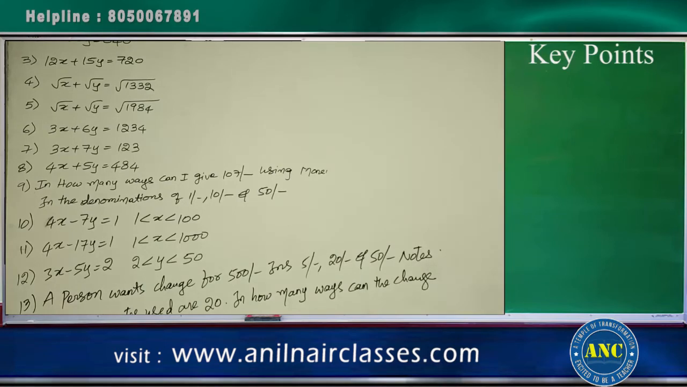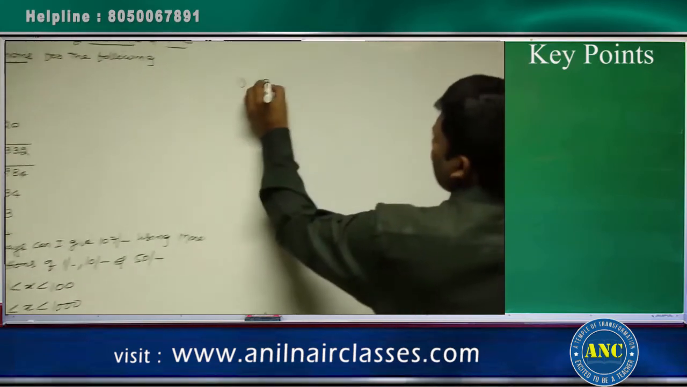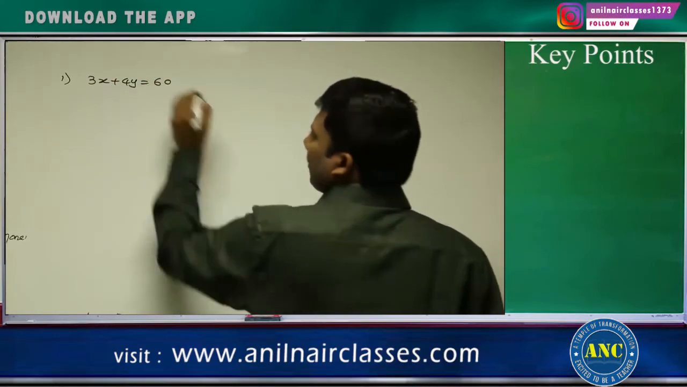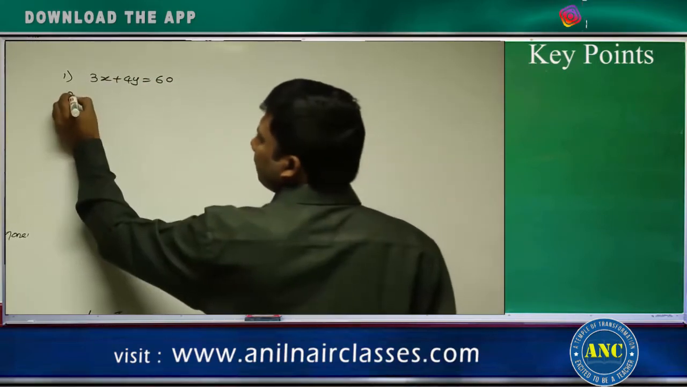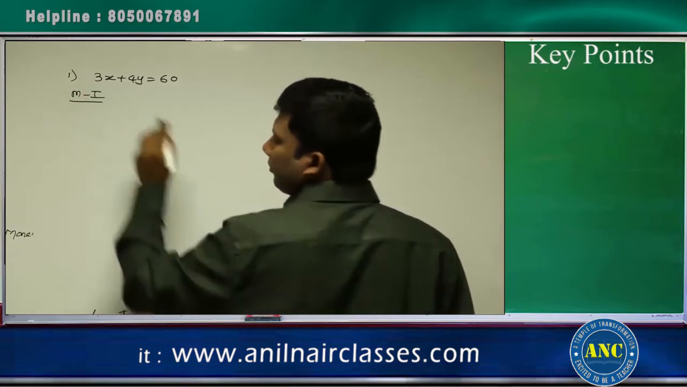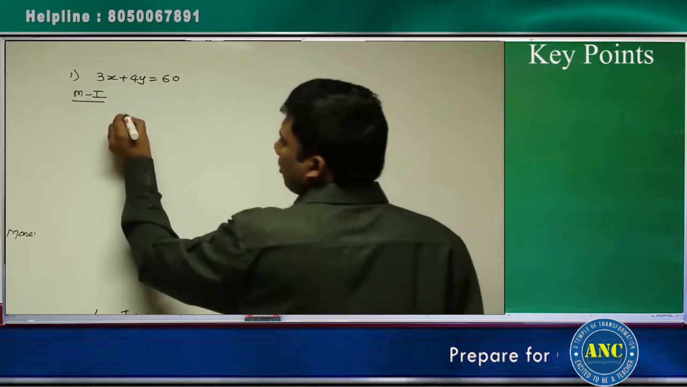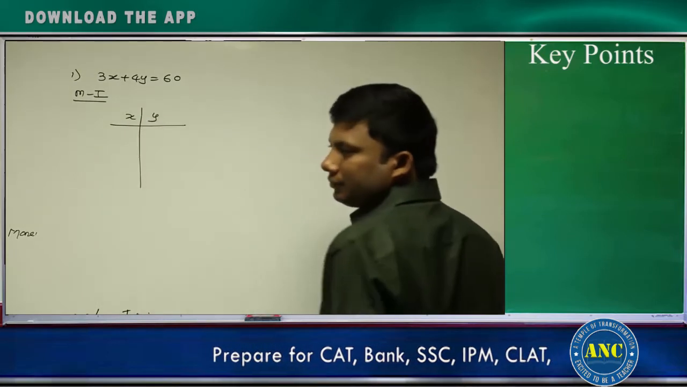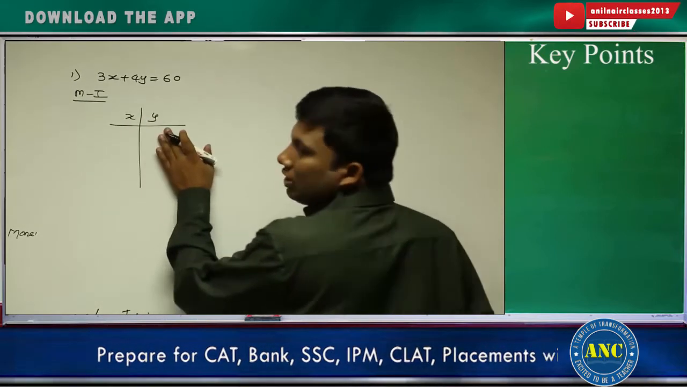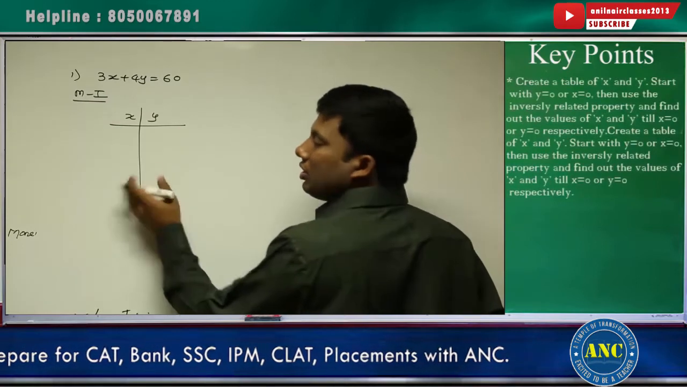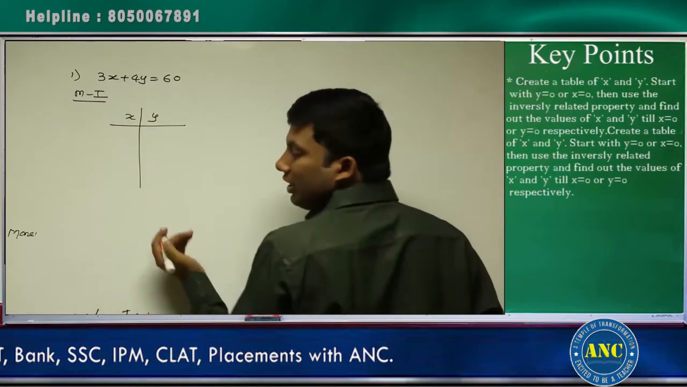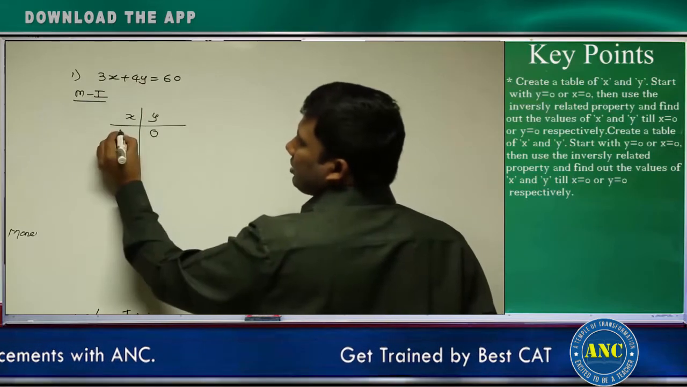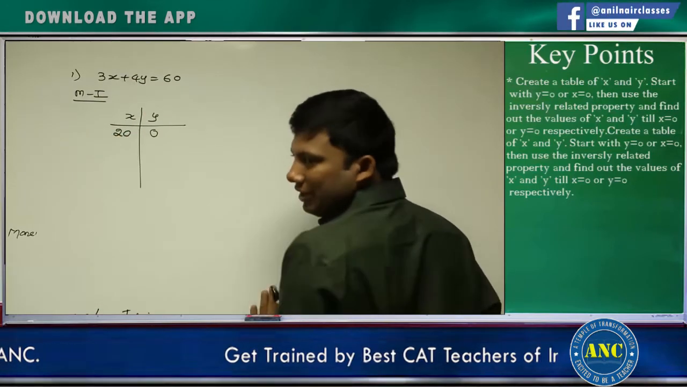First one, see here, multiple methods will be discussed. 3x plus 4y equivalent to 60. Method 1: create a table for x and y. Start with y value 0, you will end with x value 0. Start with x value 0, you will end with y value 0. When y is 0, 3x is 60, so the x value will become 20.